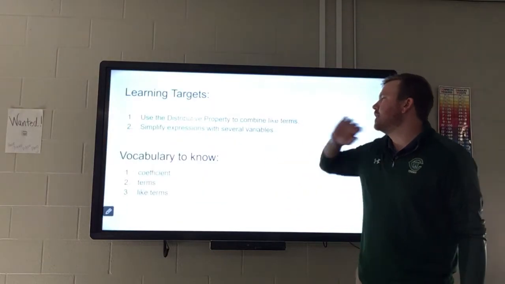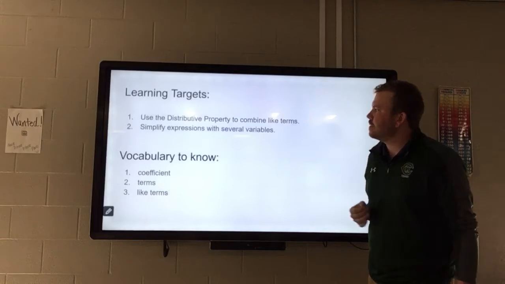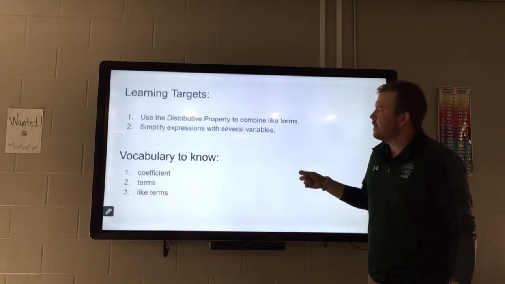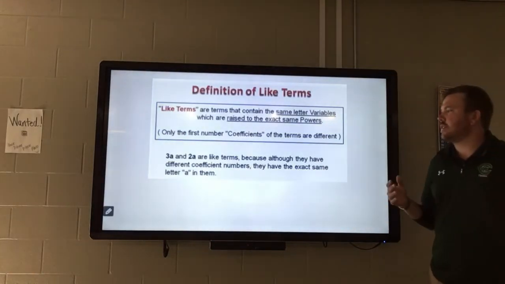We have two main learning targets today. We're going to use the distributive property to combine like terms. We're going to simplify expressions with several variables. Let's get started. So first I want to talk about like terms. Let's define like terms.